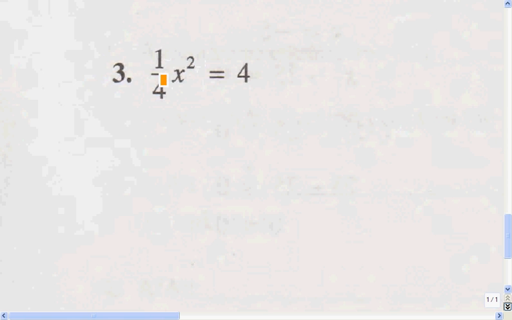The way I'm going to get rid of the 1 over 4, well, this is 1 over 4 times x squared. Well, what's the inverse operation of multiplication? Division. So I'm going to divide by 1 over 4 to get rid of this 1 over 4. Because remember, use the inverse. x squared equals 4 divided by 1 over 4. Because I divided this side by 1 over 4, so I have to divide this side by 1 over 4 to keep the equal sign true.